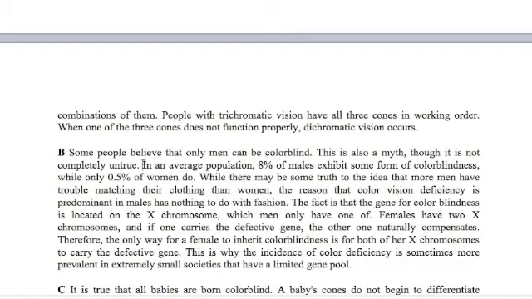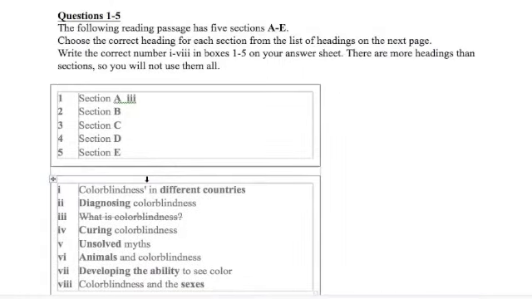In an average population, 8% of males exhibit some form of colorblindness, while only 0.5% of women do. Here we have males, women. Males and women, absolutely. Number 8. Our answer is number 8. And then we cross it off so we don't look at it again.